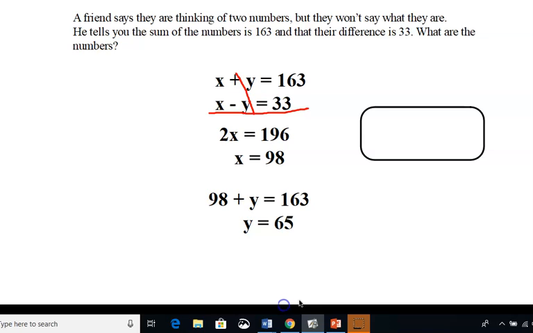A lot of times when you're solving a system, you want to write the answer as a set of ordered pairs. So your final answer would be (98, 65). So there are two numbers. If I add 98 and 65, it would give me 163. So you could check it real quick. If I subtract 98 minus 65, it would give me 33. So you always want to check your solution to make sure you're on the right track.